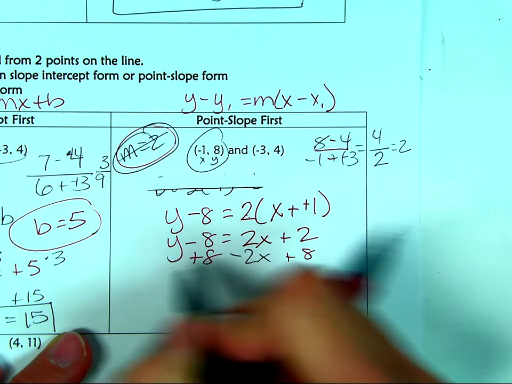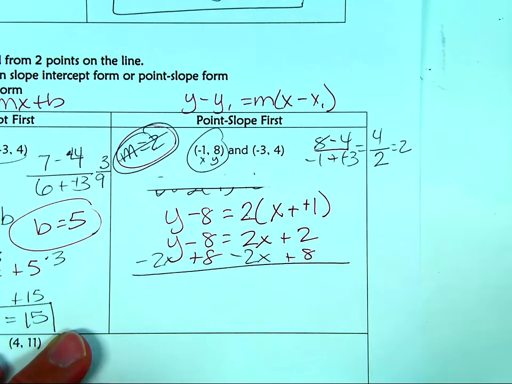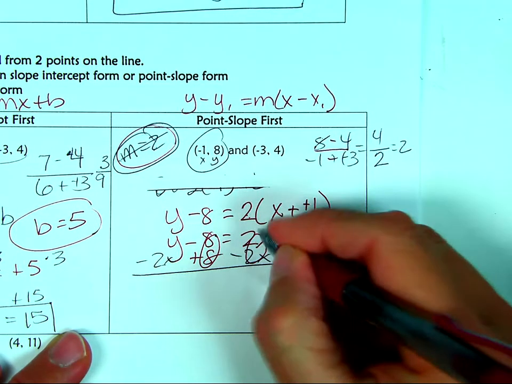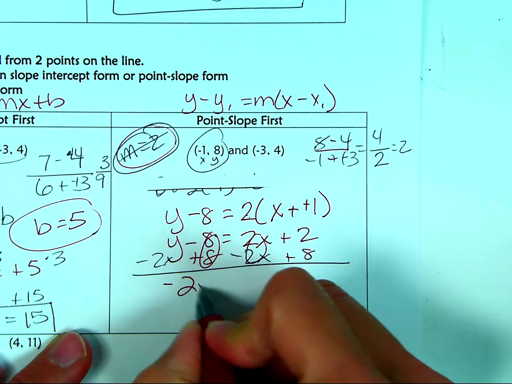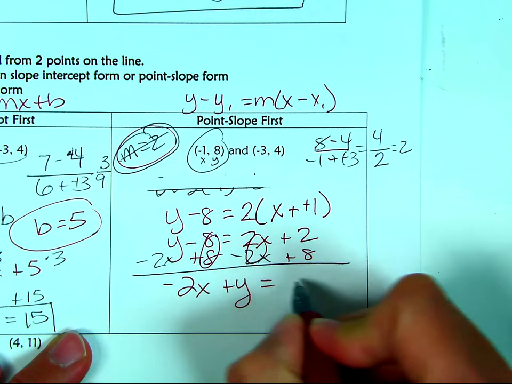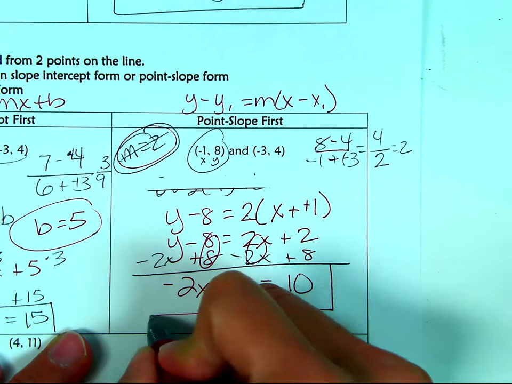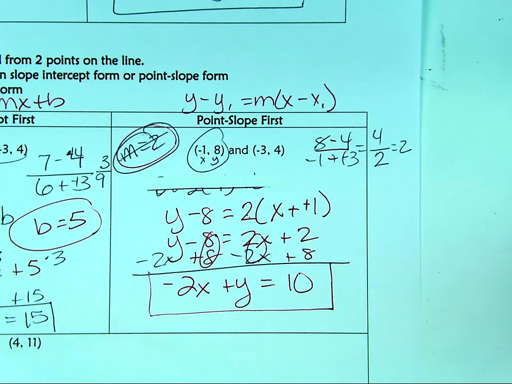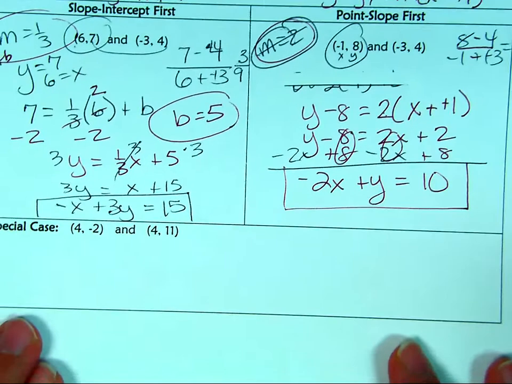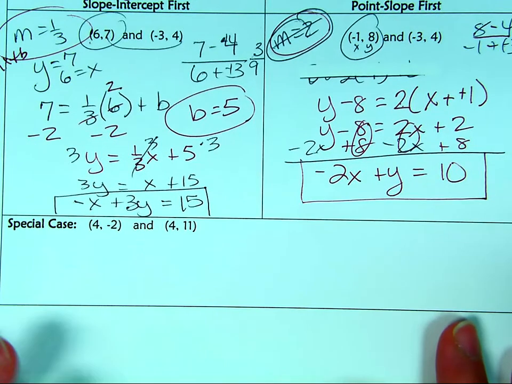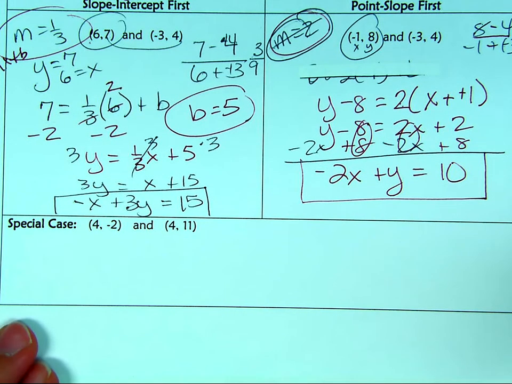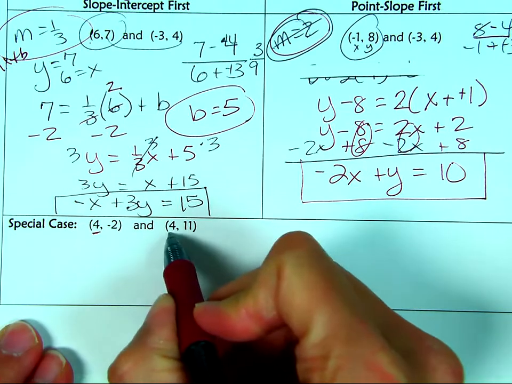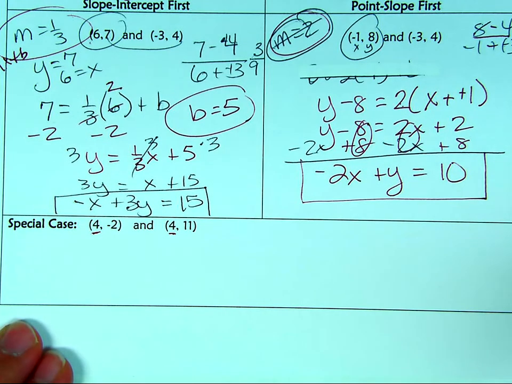I like to do that at the same time so I don't do 2 lines. And I end up with negative 2x plus y equals 10. And that is in standard form. Now, the last thing is the special case when a is 0 or b is 0. And you notice that. If you're observant, it really helps. Do you notice that the x's are the same here? So let's say I didn't notice that.